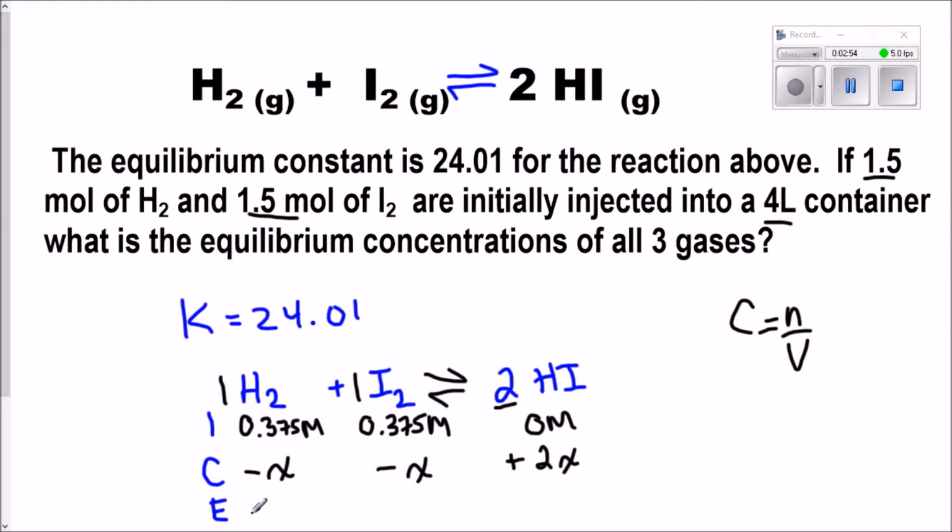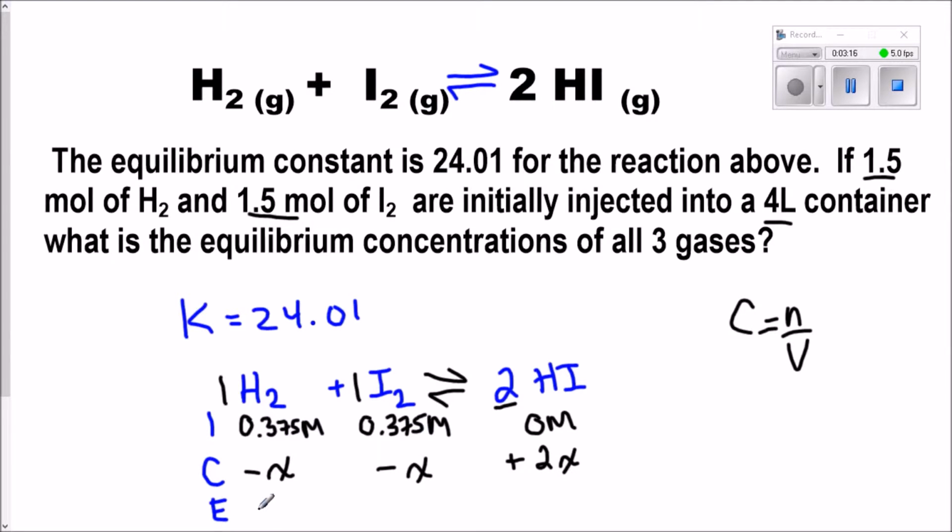So again, we do not know any equilibrium values. If we did know them, we could just solve a simple equation: 0.375 minus x is equal to the number I was given in the question, and I could have solved for x, and then I could find all the other values, and life would be happy, but life is not happy because we do not have equilibrium concentrations.